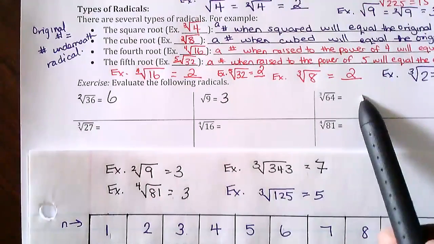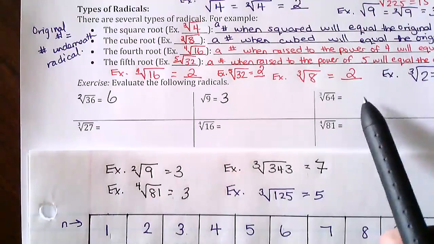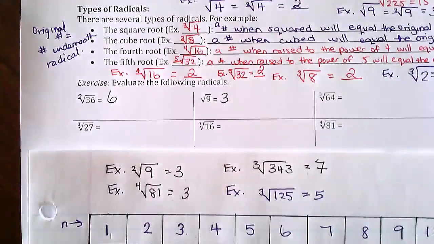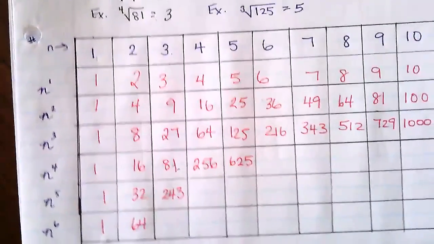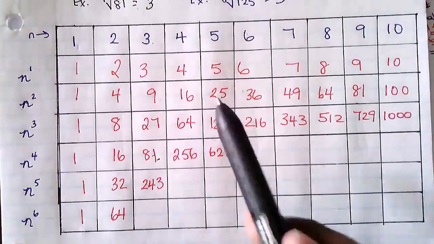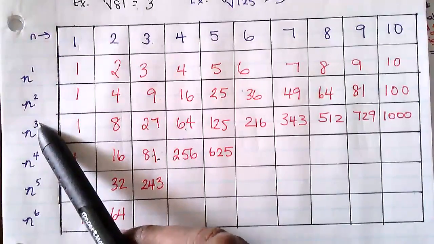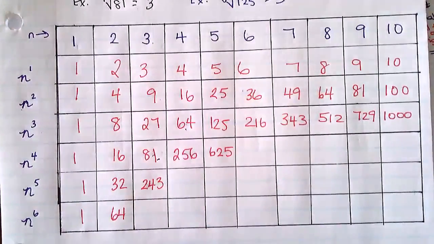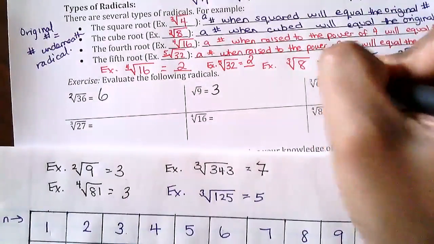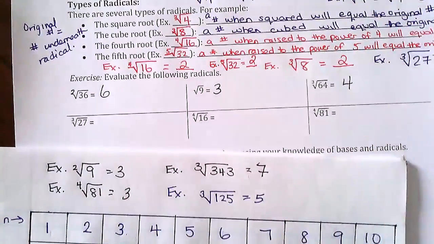So we're looking for a number where when we take that number and put it to the power of 3, it gives us 64. So let's look at our chart. I see a 64 here. We wanted the cube root, so the exponent is 3. That's perfect. My number has to be 4. So my cube root here is 4.